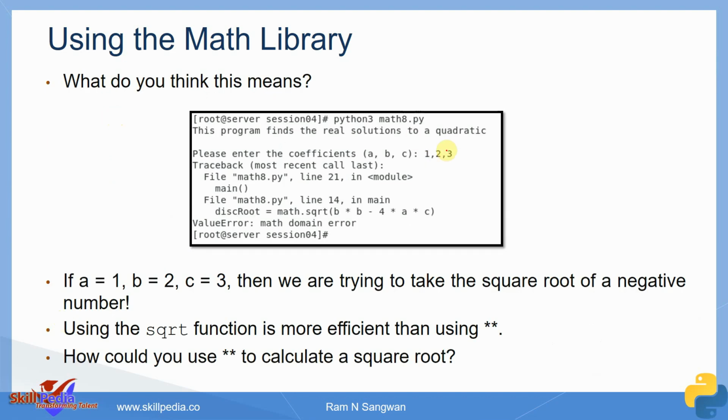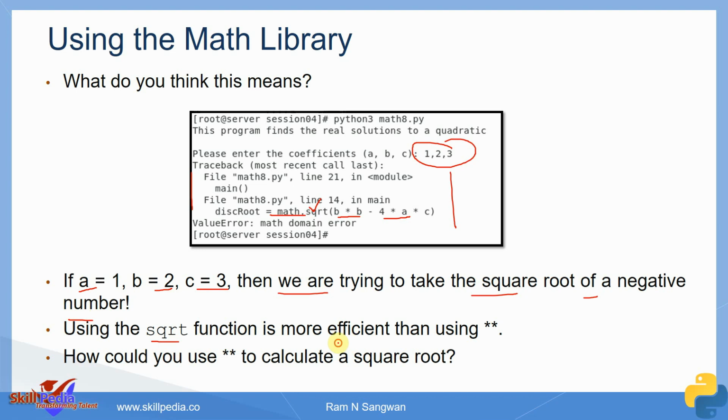When you try the same with 1, 2 and 3, you know the answer now, because this is giving you a negative value of b square minus 4ac. So how can we calculate the square root of a negative value? A is 1, b is 2, c is 3. So then we are trying to take the square root of a negative number, which is impossible.